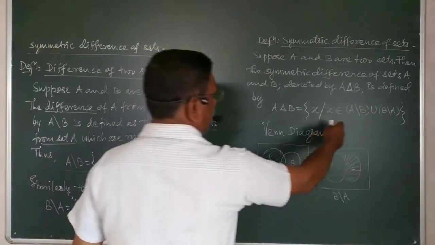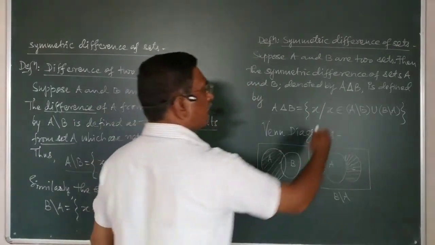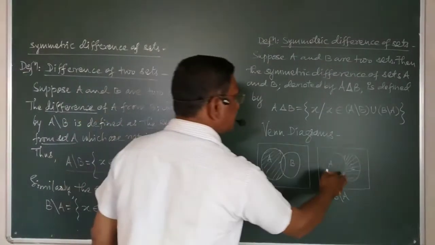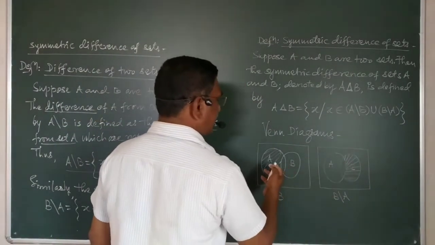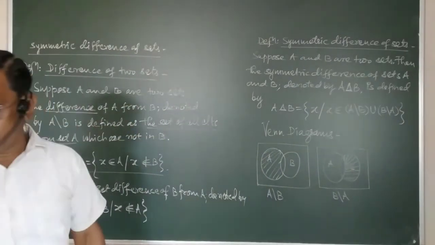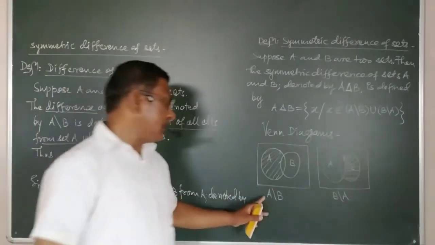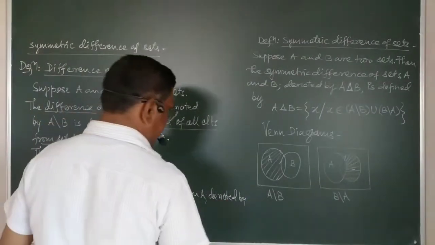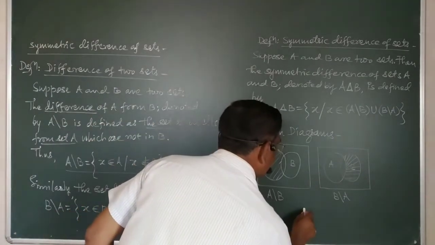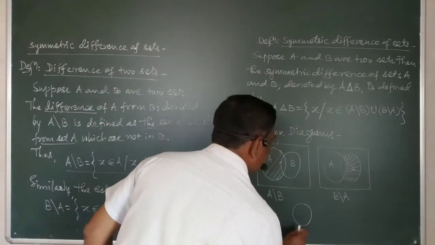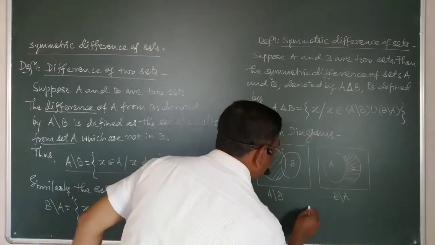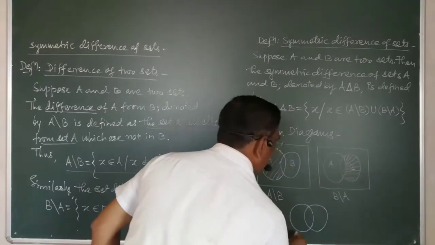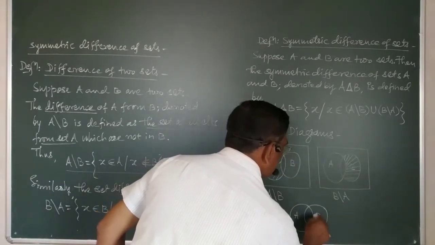And then what about this one? It is nothing but the union of this part and this part, I mean the union of A slash B and B slash A. Therefore, I will draw it here itself. This is my A, let me draw a big one. This is A and this is B.